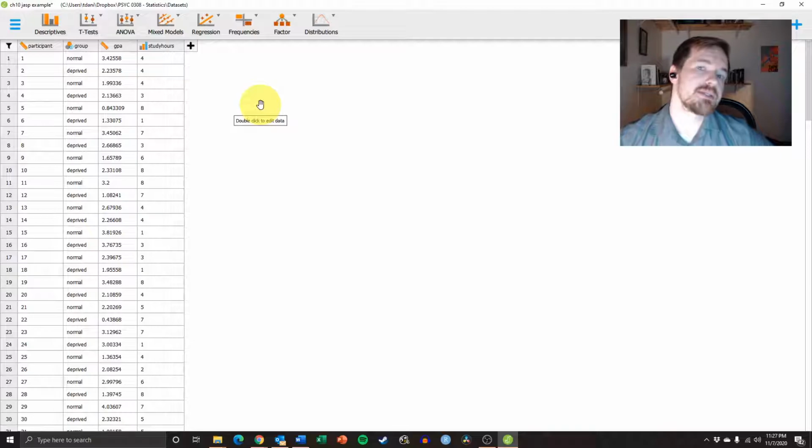So again, this is a two-sample t-test, also called an independent sample t-test, because we're looking at two separate samples. You'll note that this participant doesn't participate in both the normal and deprived group. They only do one, and that is what makes this special, what makes it different than the other t-tests.